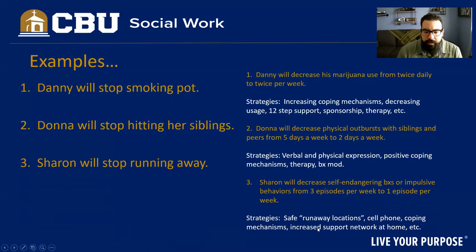So some of those strategies can include establishing safe runaway locations, locations where Sharon and her family will know where she's going when she feels like running away. Maybe giving Sharon a cell phone so she communicates when she can get there safely. Adding coping mechanisms that are positive and helpful. Increased support network at home with her friends or her family who can prevent her, right, from leaving when she feels upset or running away.